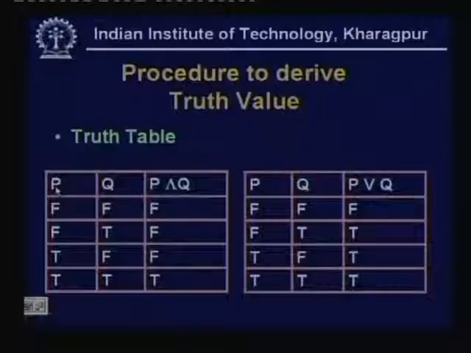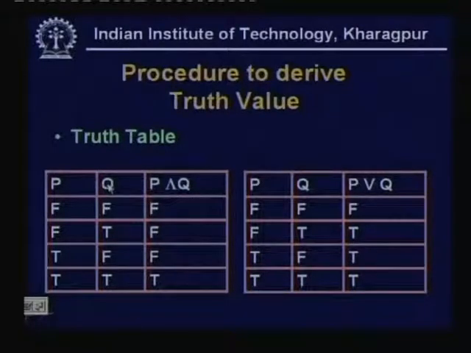But before that, let us look at the procedure that is formally adopted to arrive at the truth value of compound propositions. Suppose we have a proposition P and a proposition Q. The objective is to arrive at the truth value of composite propositions like P and Q, P or Q, etc. The standard method for doing that is using the truth table. Here you see that we are deriving a truth table for the AND logical operation.